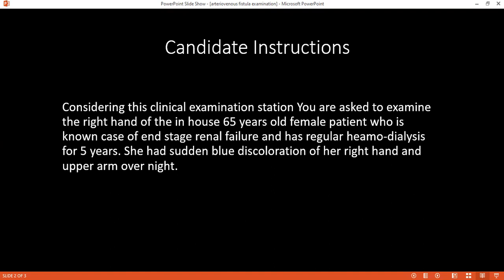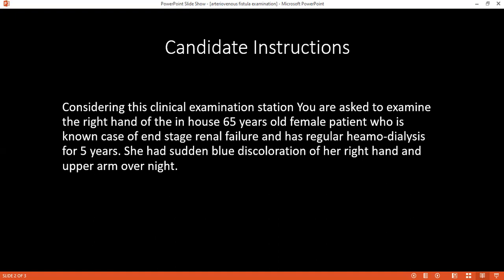For the investigation, I'll do a duplex scan. What type of duplex? An arterial duplex study of the hand. What are the treatment options that you can offer to this patient? The treatment options include ligating the fistula and creating another fistula proximal to the ipsilateral fistula that she has. I could also do a banding prior to that. Banding could also help.